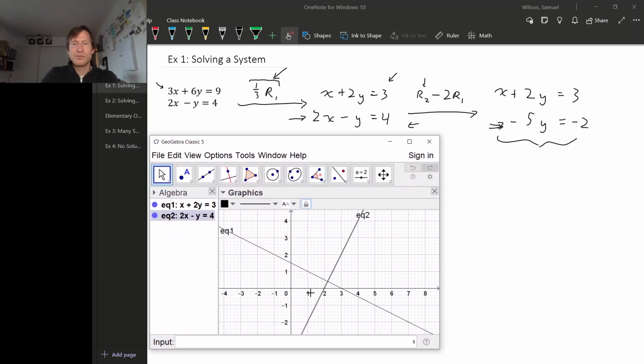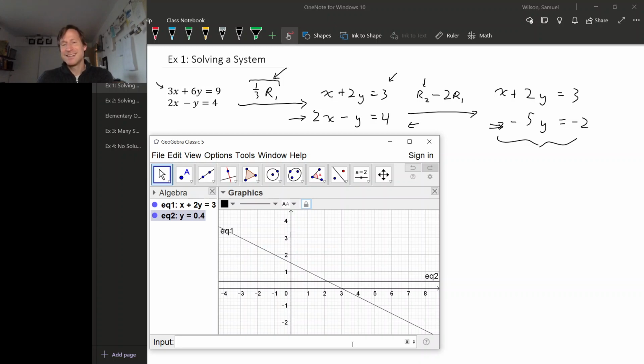So let's replace equation 2 with minus 5y equals minus 2. I'm about to hit enter, but look at what happens to the intersection point when I hit enter. The second line definitely changed. It's horizontal now, but the intersection point didn't change, right?